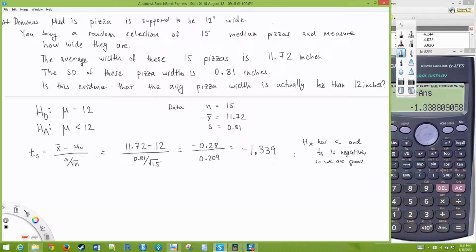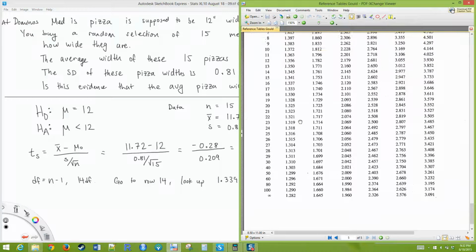Now we want to look this up in the t-table. How many degrees of freedom do I have? Degrees of freedom is n minus 1, so I have 14 degrees of freedom. I'm going to go to row 14, and the table only has positive numbers, so we just ignore the negative sign here. That's why I have you check whether it's positive or negative, because that's when it would matter. Once you get to this step, you can ignore the sign. So we're going to look for 1.339 in row 14.